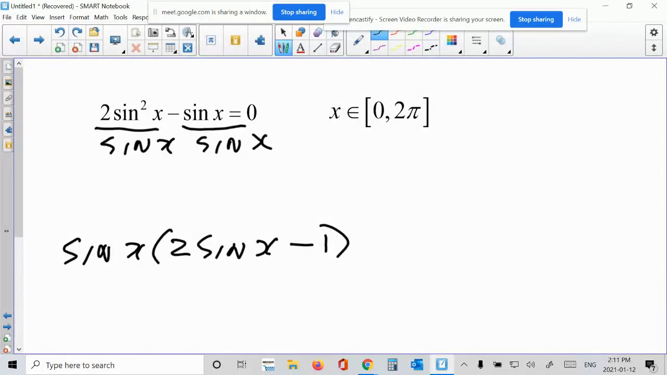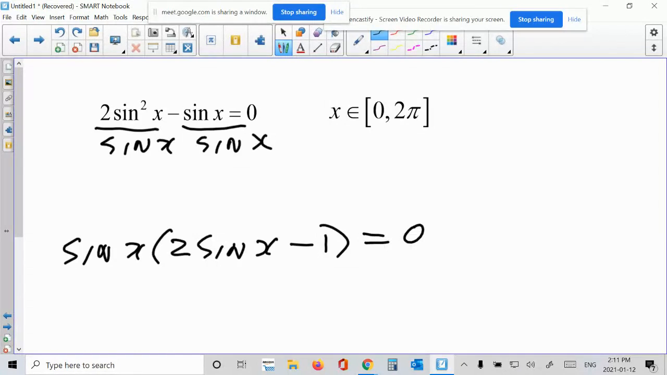Right? 2 sine squared x, which is sine x times sine x. So 2 sine x, which is what we got. And when I divide sine x by sine x, what do I get for the second one? 1 or minus 1 is correct. Yes, perfect. Perfect.